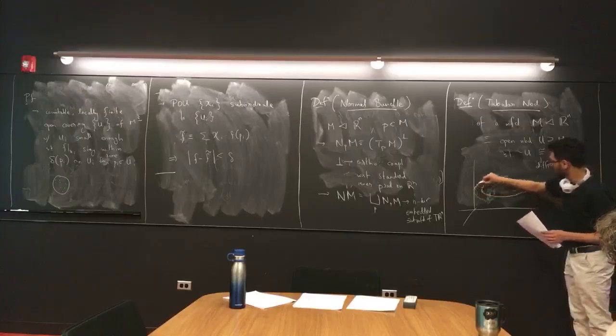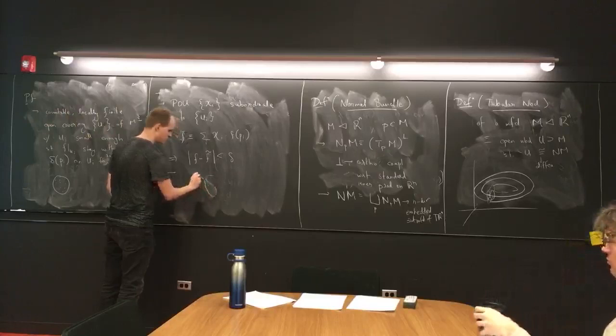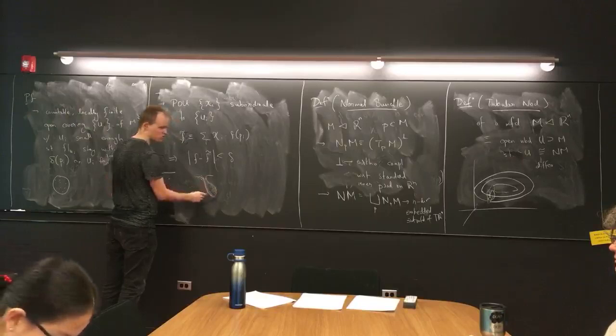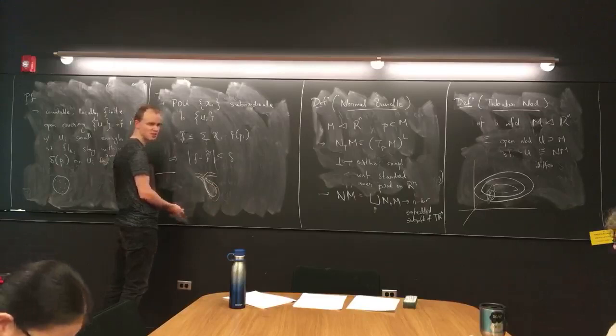Yeah, but the tube has to be sufficiently thin, right? So if I take this curve and I draw a tube around it, if it's thin, it will be diffeomorphic to the normal bundle. If it's too thick, I will grab this whole thing, right? Exactly. And then it'll already not be diffeomorphic. Yeah. Exactly.